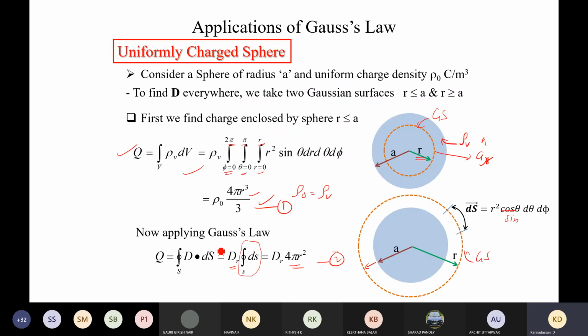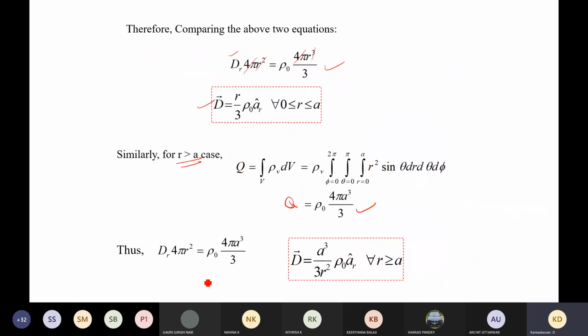Then we apply this very same integration for outside. So we will get D 4 pi r square, and here it is a cube. So this D r, we can bring to the downside, and we will get this expression. Here the problem is, inside it is linearly increasing with respect to r, and outside it is decreasing with respect to r square. The same D vector is available in a different way inside, and outside it is available in a different way.